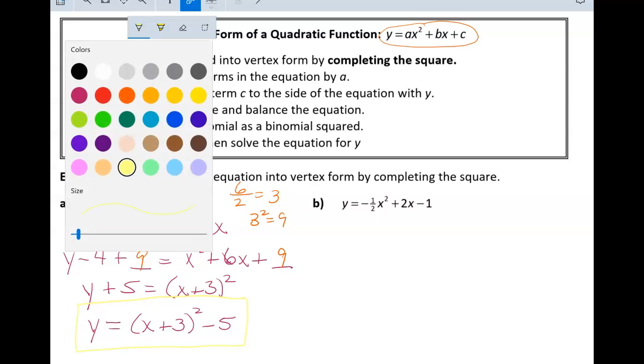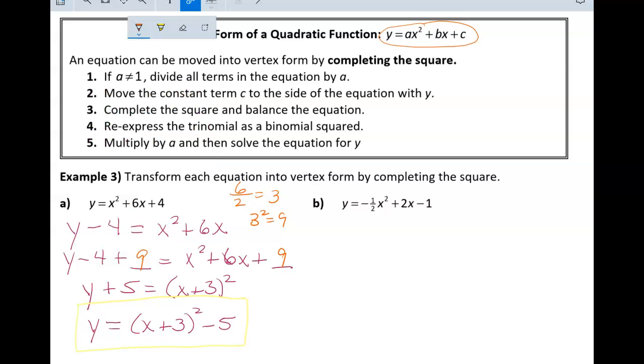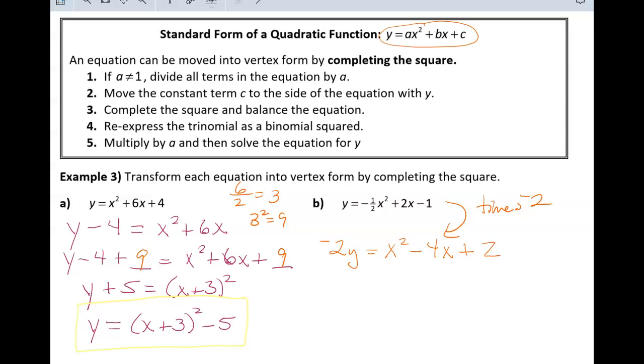In B, we're going to have to include that step 1 where we make the coefficient of x squared equal to 1. Well, we can accomplish that in this equation by multiplying both sides of the equation times 2. So, multiplying both sides by 2, we get 2y equals, we need to multiply both sides by -2. So we get -2y equals positive x squared. That's what we want, is that first term to have a positive x squared, minus 4x plus 2.